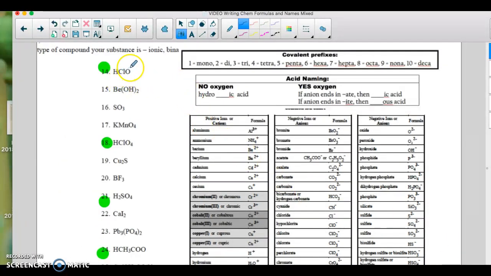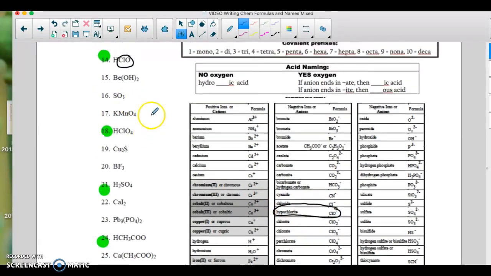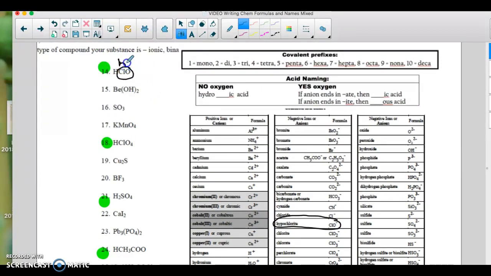So here's another that has oxygen. So I'm going to look for this part on my poly chart. So ClO is right here. So hypochlorite, that's the name of that ion. So now I'm going to go to my rules on my orange sheet, and it says if it ends in ite, then it becomes ous acid. So this is going to become hypochlor. So I take out the ite and I put ous. Hypochlorous acid.